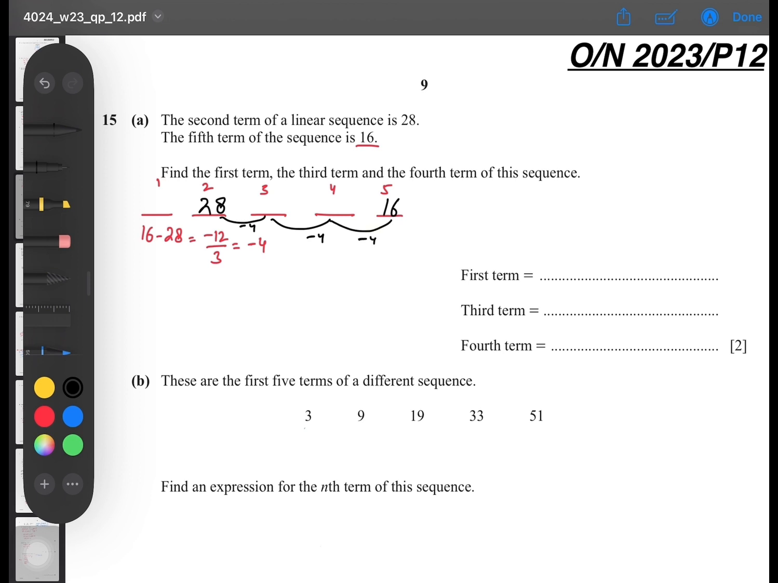To find the third term, 28 minus 4, it will be 24. 24 minus 4, it will be 20. And for the first term, what minus 4 is 28? So it will be 32. So the first term is 32, the third term is 24, and the fourth term is 20.